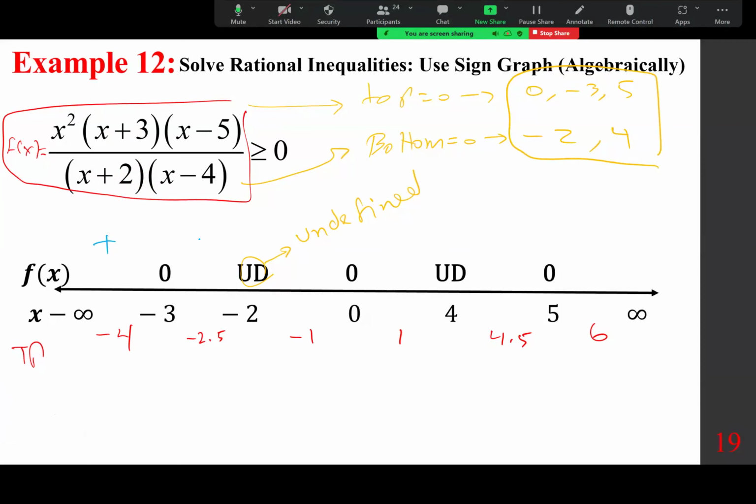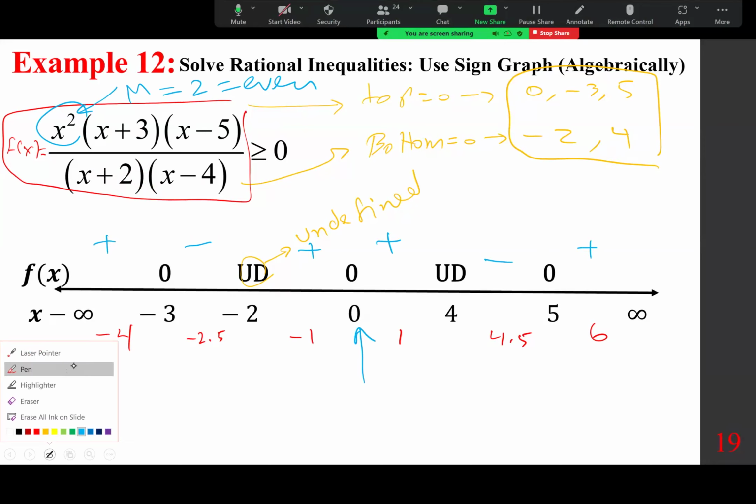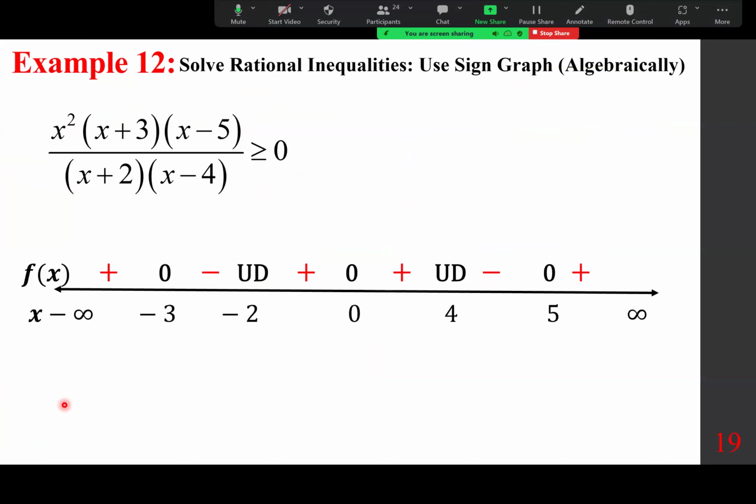I can figure out the rest. They alternate. This alternates. This alternates. But this one remains the same because of even multiplicity. 2 is even. And then it alternates. But you can just test it by picking a point. For example, here put -1, and here put 1 to see what happens. I'm going to leave it for you to try this. And these are the results. Let me erase my work. Okay, so this is the answer.